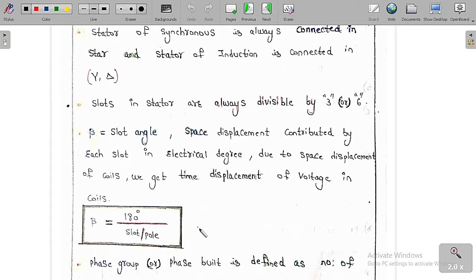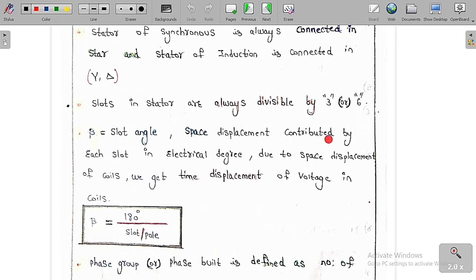I have already told this in the induction machine itself. Beta is called the electrical angle between two adjacent slots, or simply the slot angle, the space displacement contributed by each slot in electrical degrees. Due to space displacement of coils, we get time displacement of voltage in the coils. Therefore, beta is called the slot angle.